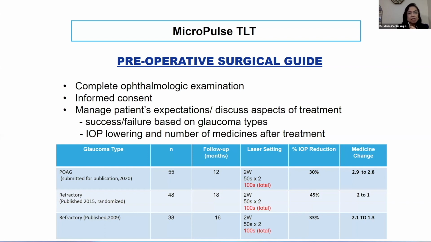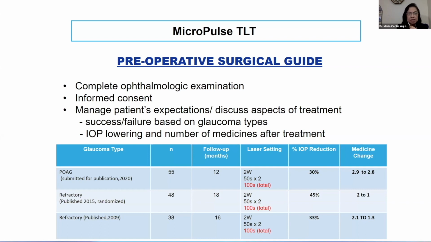Before asking your patient to sign any informed consent, it is very important to manage their expectations and to discuss certain aspects of the treatment. And what are these aspects? The success and the failure based on glaucoma types, the intraocular pressure lowering, and the number of medicines after treatment.